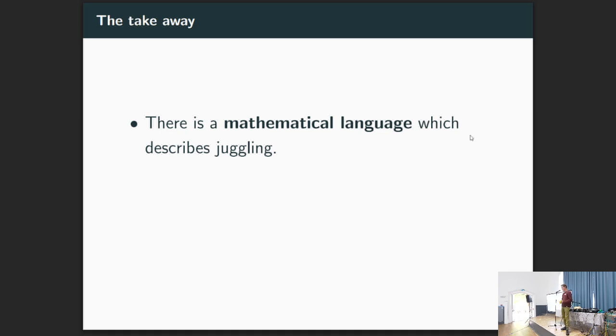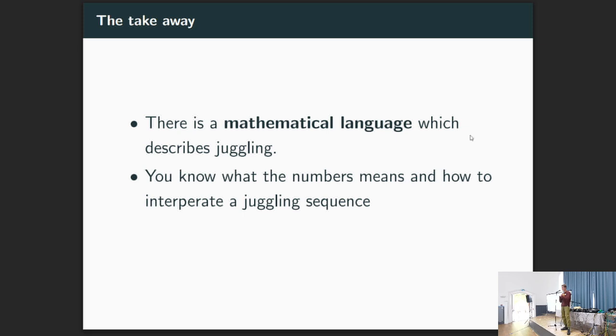Now the takeaway would be for me that if you, by the end of this talk, know at least the existence of this mathematical language, well, check, we know this already. And then also that if I give you a juggling pattern, a juggling sequence of numbers, you have some kind of notion of what it means, and you can interpret it even. And maybe with enough practice, you can also do it. There's a little pitch for Sunday. There's a small workshop where I'm going to teach you how to juggle using these numbers. So hopefully you can use this knowledge on Sunday to learn some juggling.